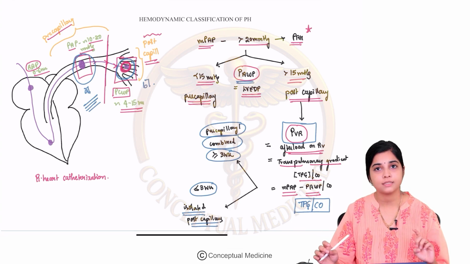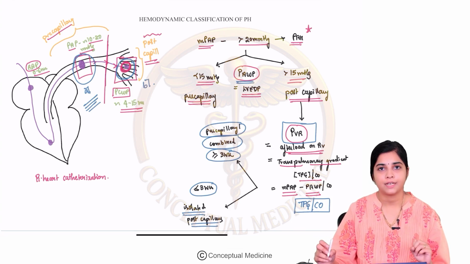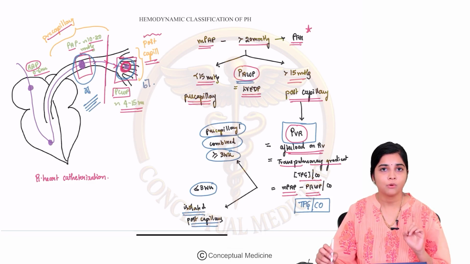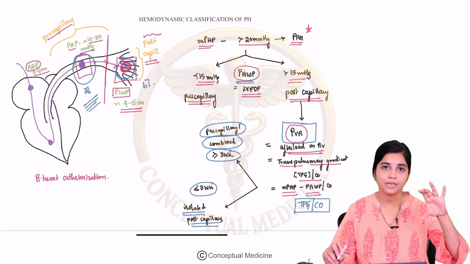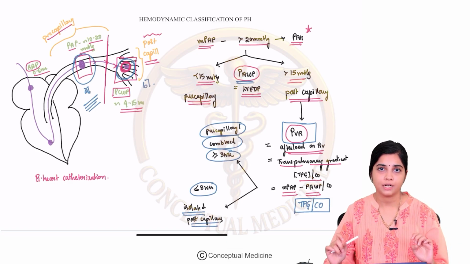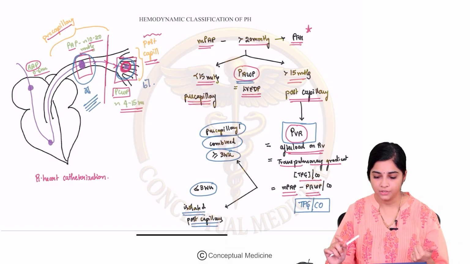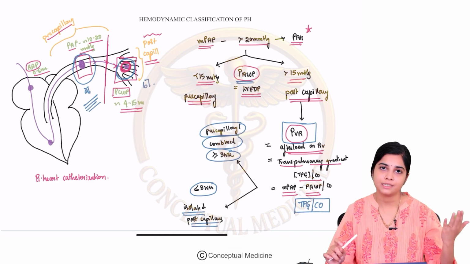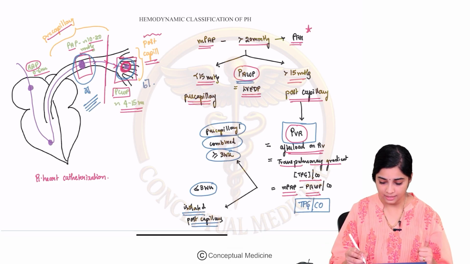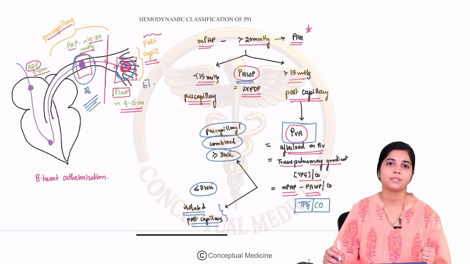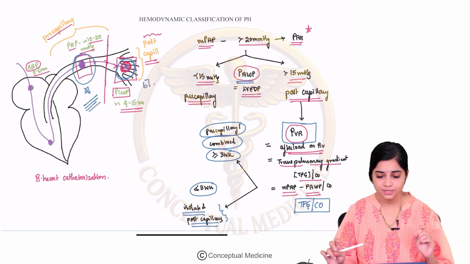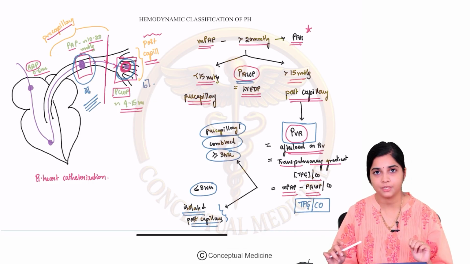Now, once this is done, you have to see the pulmonary vascular resistance, which is given by the formula transpulmonary gradient by cardiac output. What is the transpulmonary gradient? It is your pulmonary arterial pressure minus the pulmonary capillary wedge pressure. So this difference by cardiac output is going to give us the resistance. If the resistance is increased, it means that it's either pre-capillary or a combined cause. If the resistance is not high, then it is an isolated post-capillary, predominantly left heart disease. Okay, clear? So this is your hemodynamic classification of pulmonary hypertension.